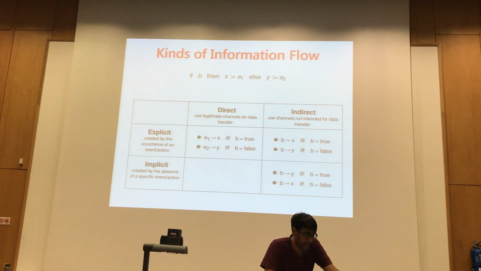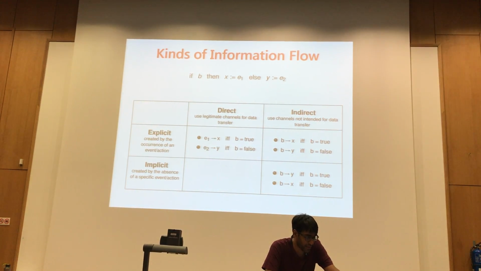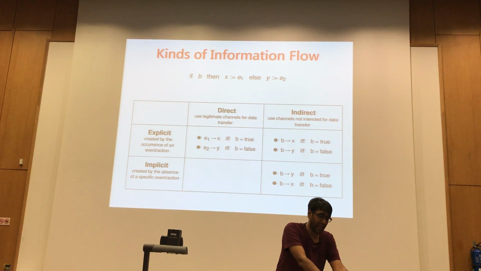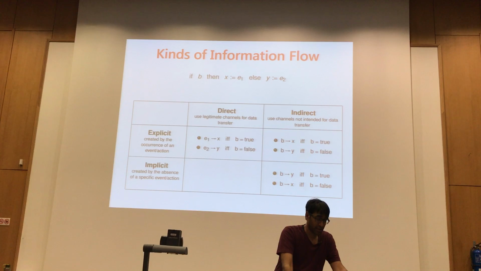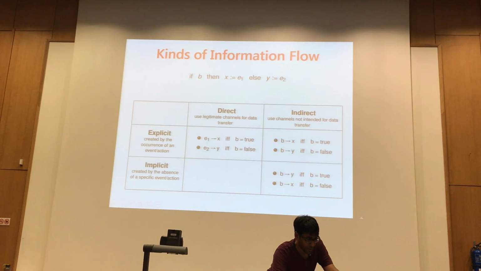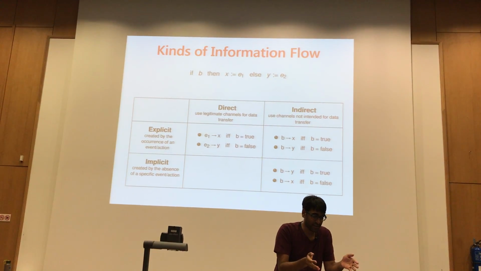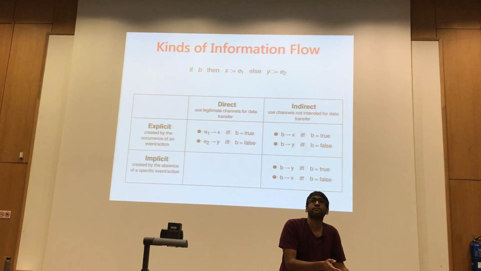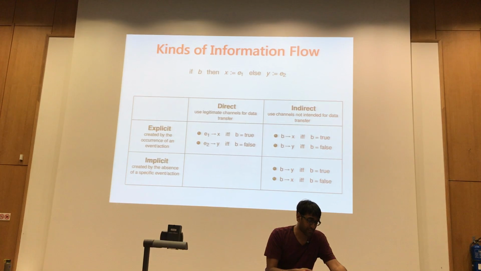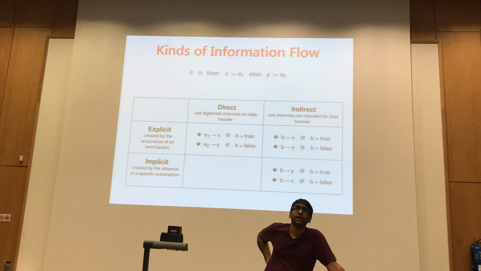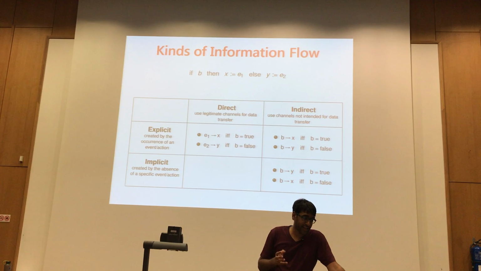So for instance, suppose you have a piece of code: if some Boolean value b, then x equal to e1 and y equal to e2. Then in this program, there's a direct dependence between e1 and x, because there's a direct assignment between e1 and x. Similarly, there's a direct assignment between e2 and y. So that's something that things like taint tracking, for example, will track. They will track direct and explicit dependencies.